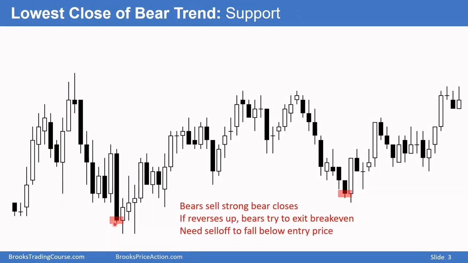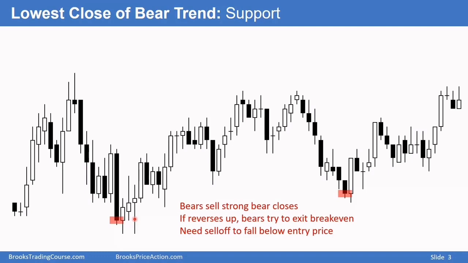Lowest close, support. Disappointed bears who sold this close are happy to get out break even. When they see the 2 bull bars here, failed breakout below a prior low, maybe a wedge, 1, 2, 3, and then they get this bull bar, the bears who sold here are saying, uh-oh, I'm in trouble. This may turn up. When they see this, they place a limit order to get out break even.